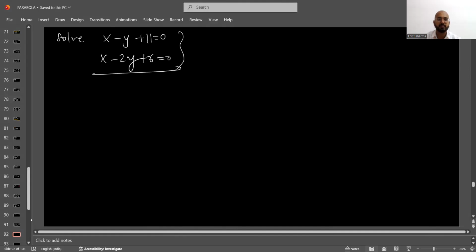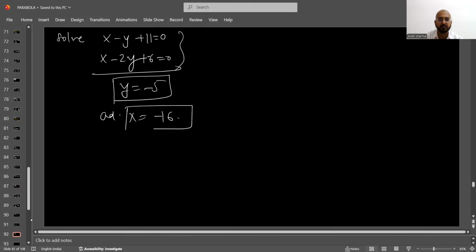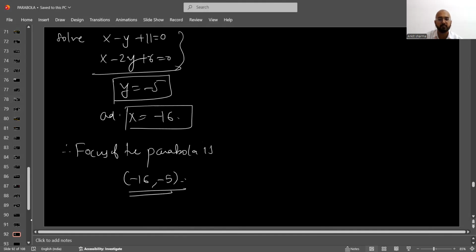Of course I can simply subtract, and I get y is equal to 6 minus 5, 11. So y is equal to minus 5. And when y is minus 5, I get x is equal to 5 plus 11, 16, so it's going to be minus 16. Therefore, the focus of the parabola is minus 16 comma minus 5.